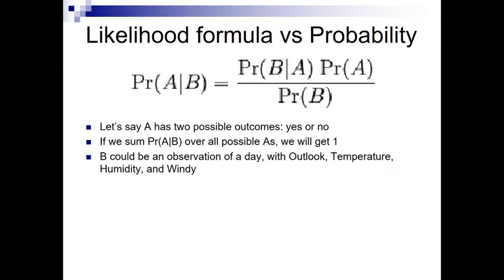And we're going to talk through why we can do that. So let's say that A has two possible outcomes, yes or no. If we sum the probability of A given B over all possible A's, we should get 1. So what that means is if B is features of a day and A is either yes, we'll play tennis, or no, we won't play tennis, then the probability out of that whole set that we play tennis plus the probability out of that whole set that we don't play tennis should sum to 100%, because we're going to do one or the other.